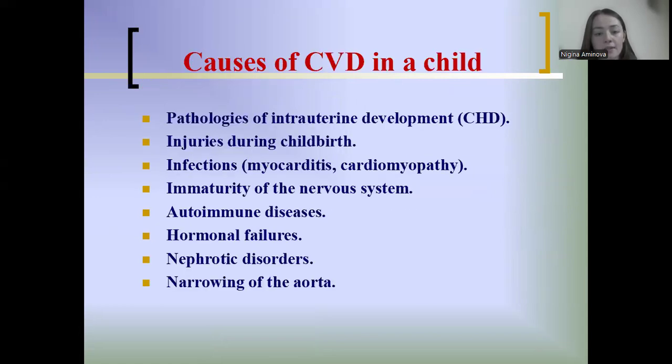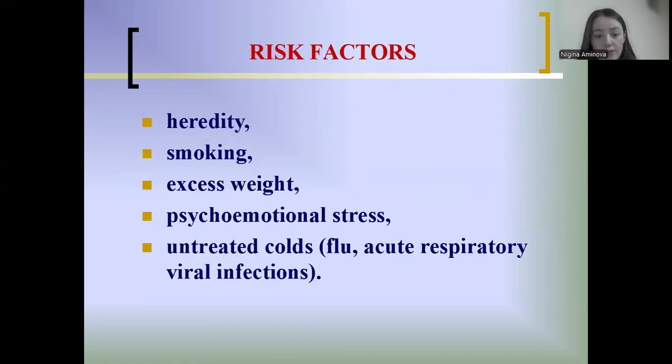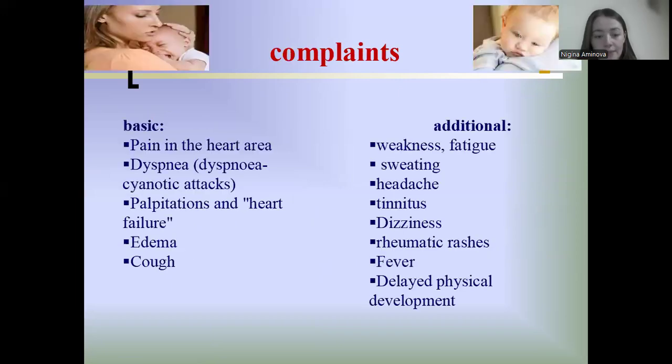Causes of CVD in a child: pathologies, injuries during childbirth, autoimmune diseases, hormonal failures, narrowing of the aorta. Risk factors: heredity, smoking, excess weight, etc. Complaints: the basic complaints are pain in the heart area, edema, cough, and additional ones are weakness, fatigue, sweating, headache.